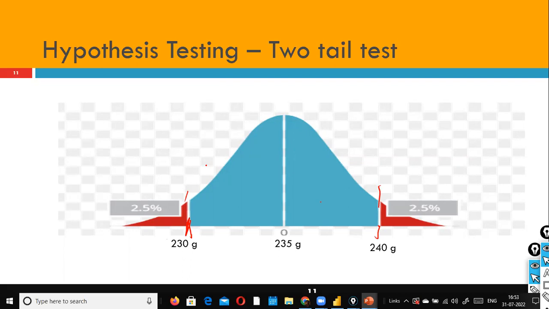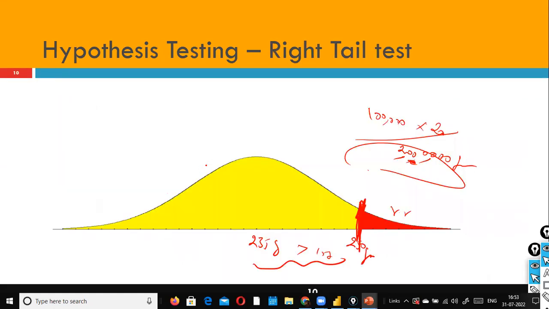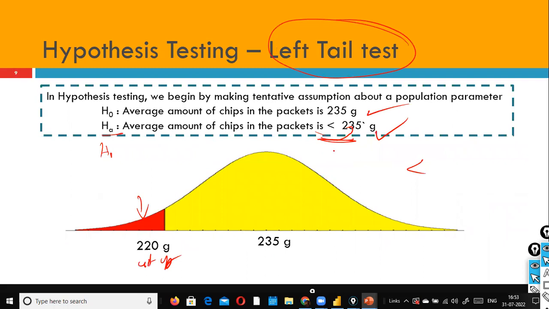The customer thinks, this is not a good guy. You mentioned something and it shows something else. In that kind of situation, you need to use a two-tailed test. So in this case, your null hypothesis will be something like: the average amount of chips in the packets is 235 grams. You find not equal to, that means a two-tailed test. It could be either less than the average quantity or greater than the average quantity. That is what not equal to means.